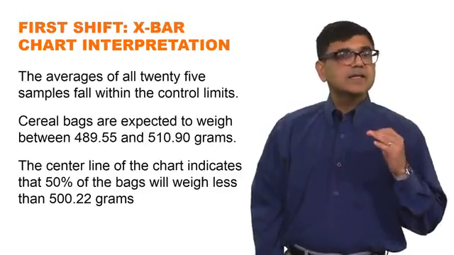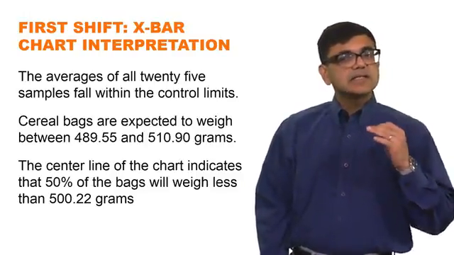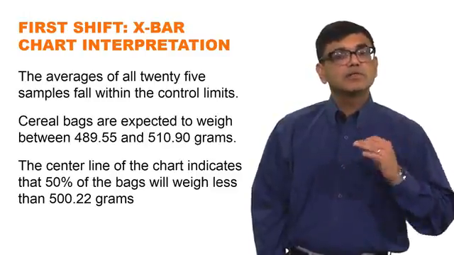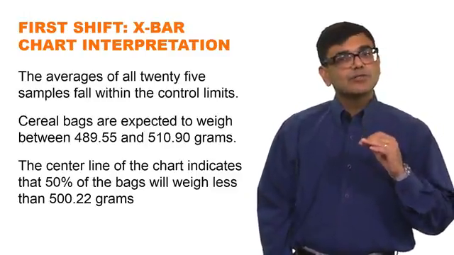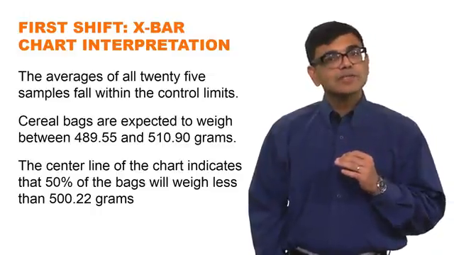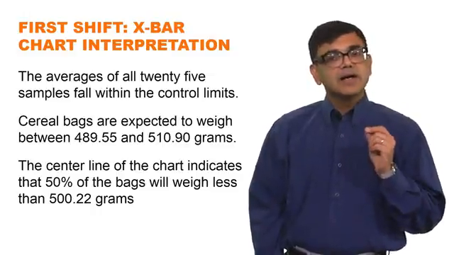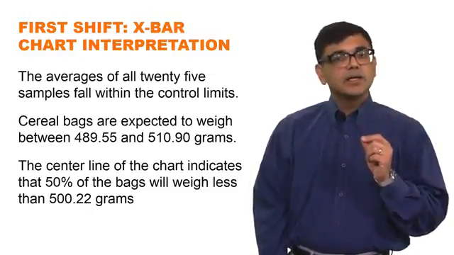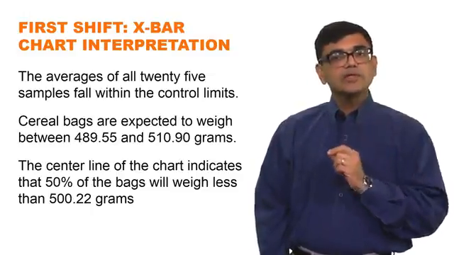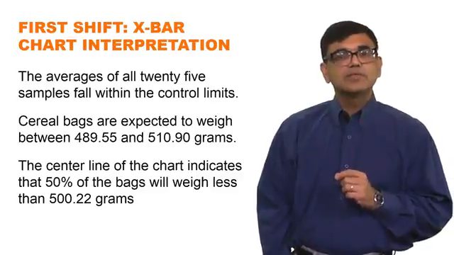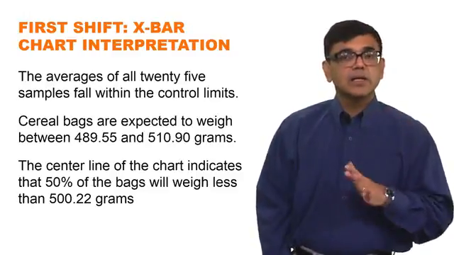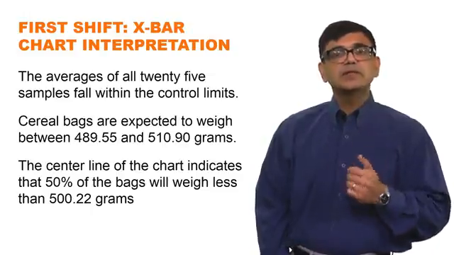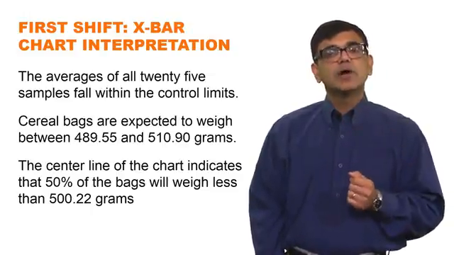So in a sense, what this is telling us is that 50% of the output from shift 1 is going to fall below 500.22 grams. So there will be underweight bags coming from shift 1, in terms of weighing those bags and checking what the weight of those bags is. Why it's happening, we don't know, but there seems to be a propensity for underweight bags from this shift as well.